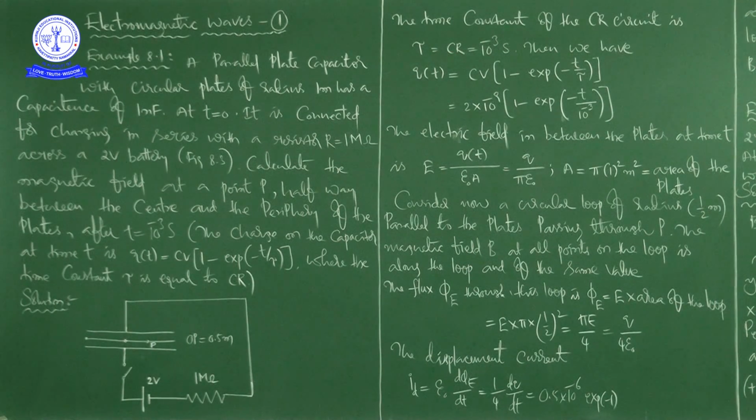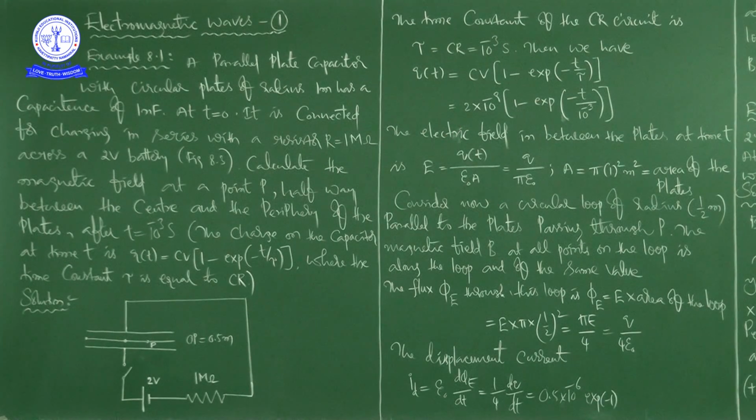Then what we have, q of t is equal to Cv into 1 minus exponential minus t by tau. Am I right? It is an already given function, that is the charge on the capacitor at time t. C is the capacitance, small t is the time, tau is the time constant, and V is the potential difference.